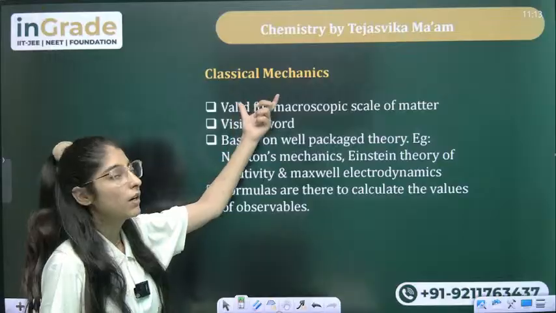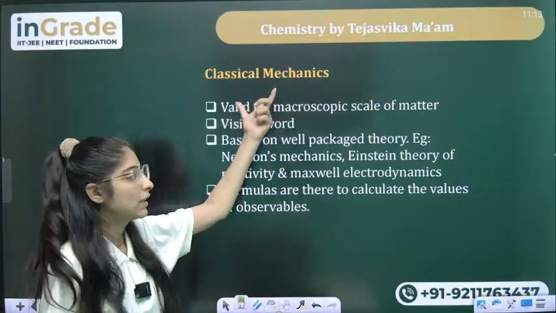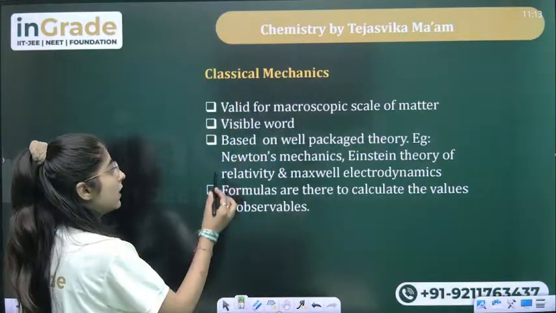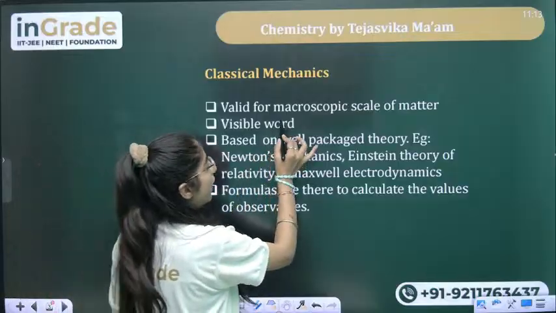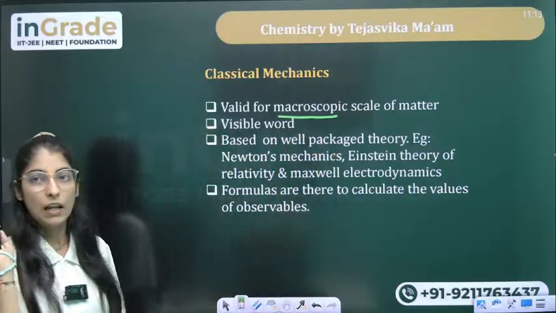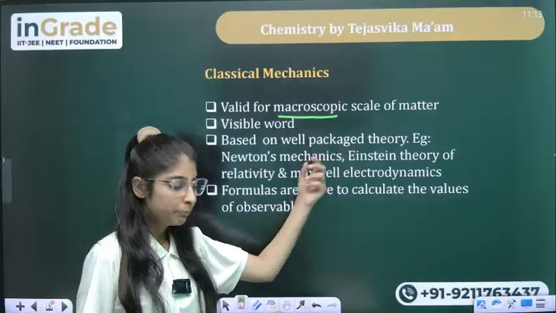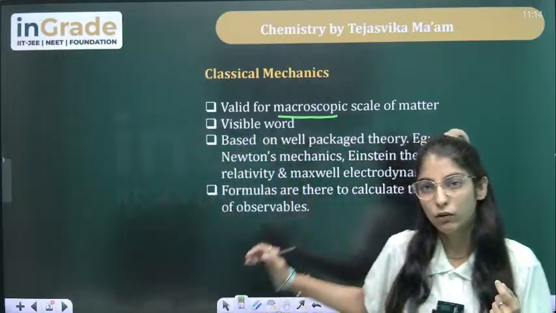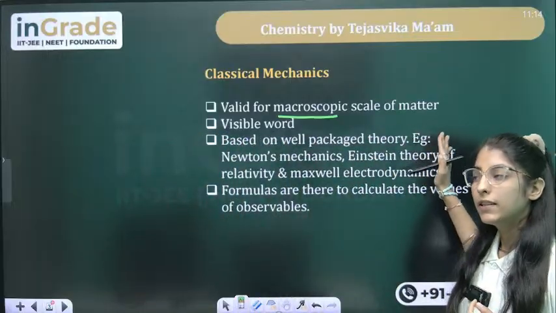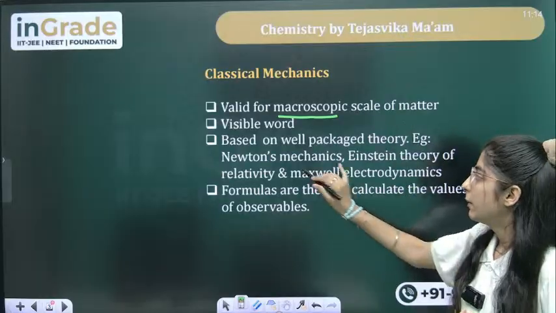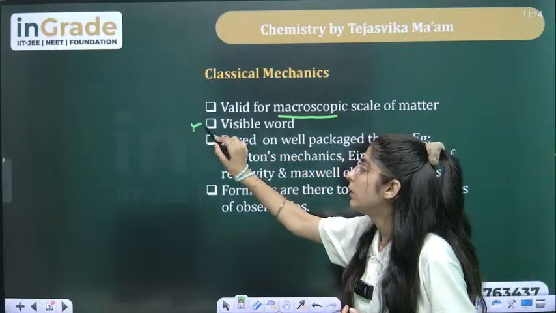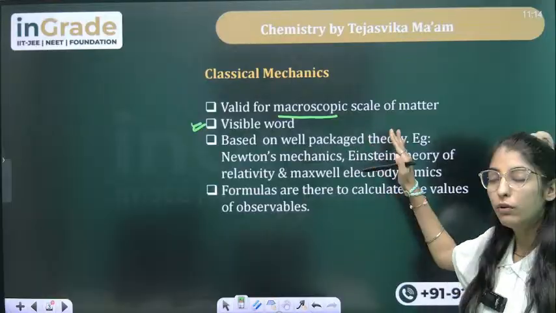Firstly, let's see what classical mechanics says. It simply says that it is valid for the macroscopic scale of matter, and you all know that macroscopic means that you can see it with your naked eye, which means it is visible to the world. So you are able to see it.